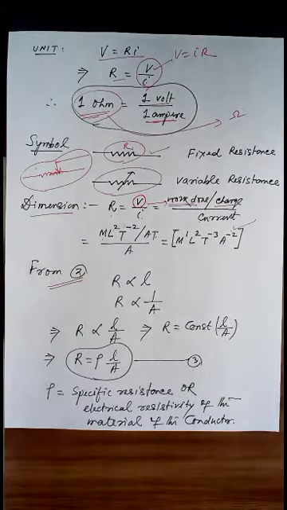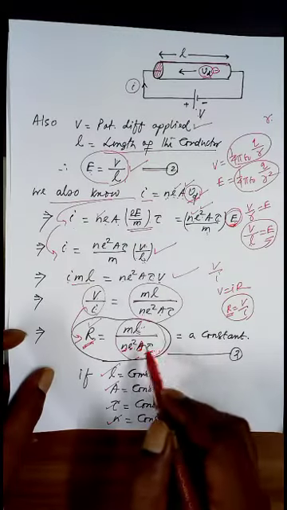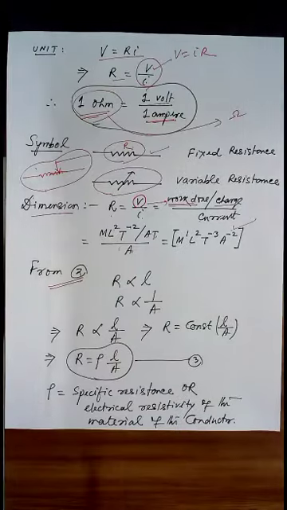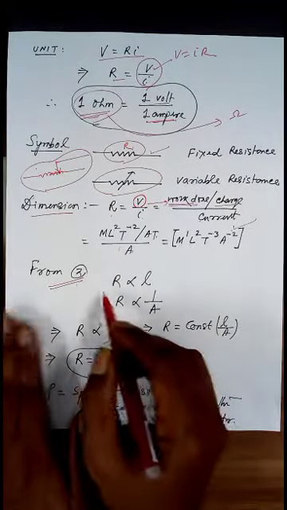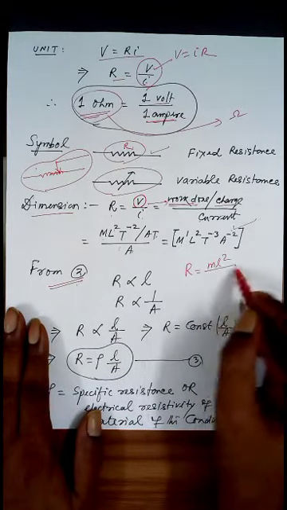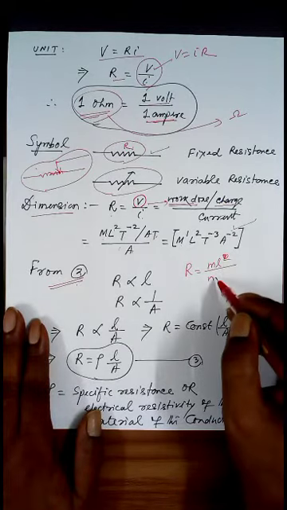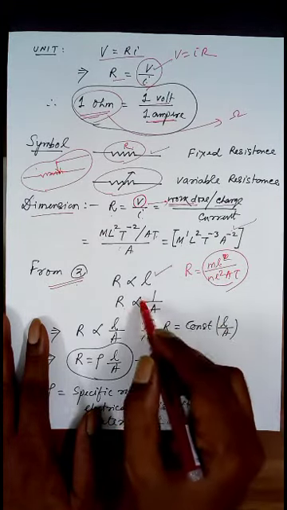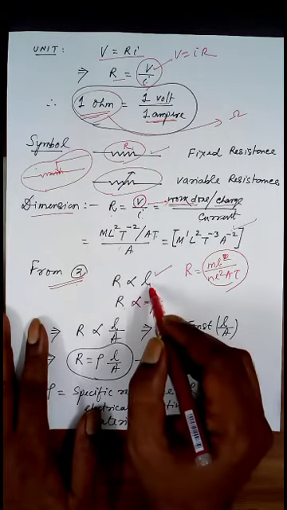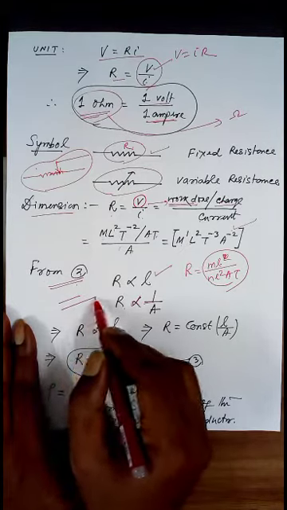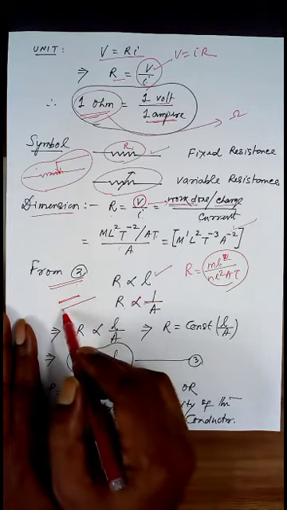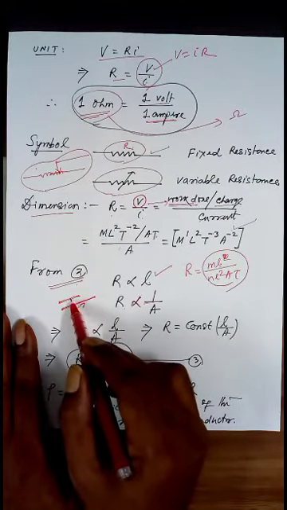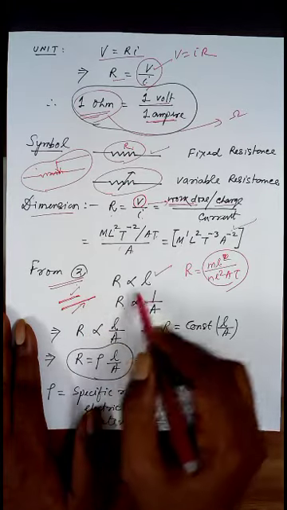Now from equation 2, look, L is in the numerator, A is in the denominator, so R is proportional to L, R is inversely proportional to A. That is equation 2. So from equation 2, since we derived R is equal to ML by N E square A tau, L is in the numerator, A is in the denominator, so R is proportional to L, R is proportional to 1 by A. Now what is the meaning? Suppose there is a conductor like this, there is another conductor like this. Both have the same area of cross section. Now, since A is constant, the length of this conductor is more than this conductor. So the resistance of this will be more than this. That is what it says.